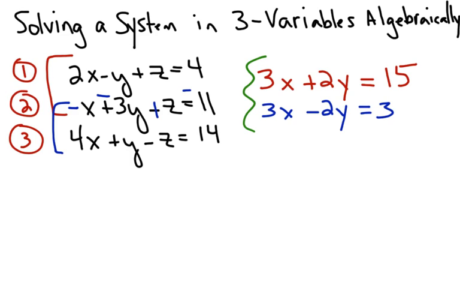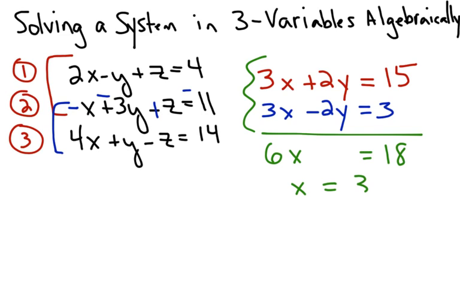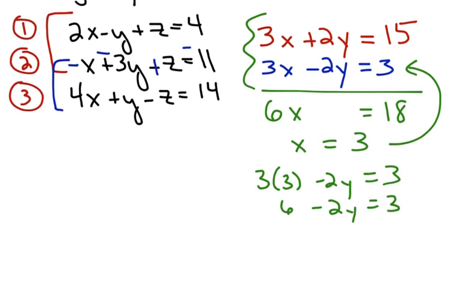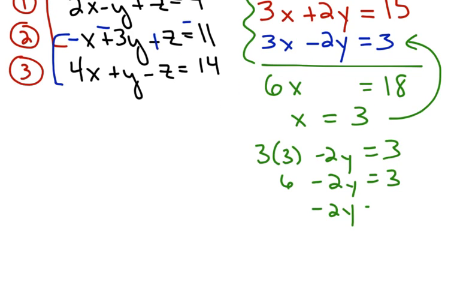So I want you to notice the y's are already opposites. So when I add these together, I get 6x equals 18. So x is equal to 3. And if x equals 3, then I can find what y is by plugging into one of these 2 new equations. I can either plug it into the red one or the blue one. How about I plug it into the blue one? So 3 times x minus 2y equals 3. 6 minus 2y equals 3.